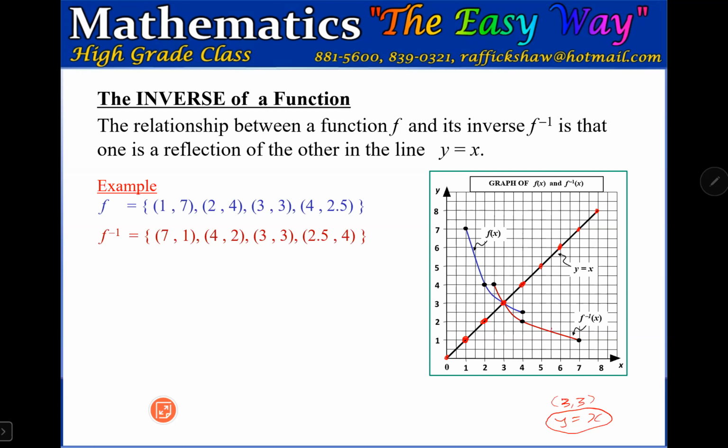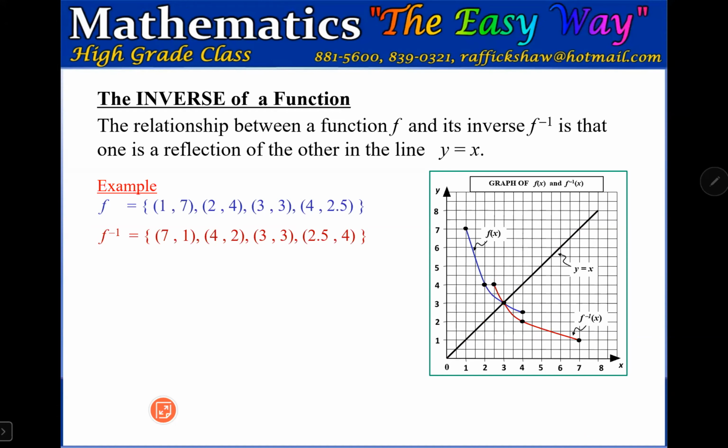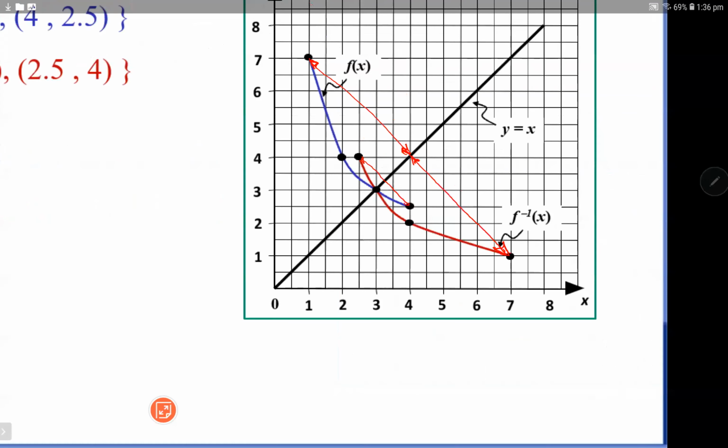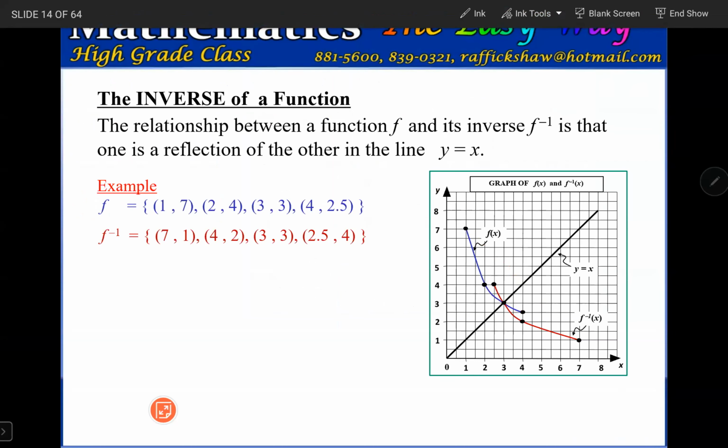Now, if you look at these two graphs, you can see that the line y equals x is like a mirror line, a line of symmetry. The two graphs are reflections of each other. This point, for example, reflects over the line to this point. This point up here reflects over the line to this point. They reflect the same distance. So that's the relationship between them. They are reflections of each other in the line y equals x, and it's very important for you to remember and know.